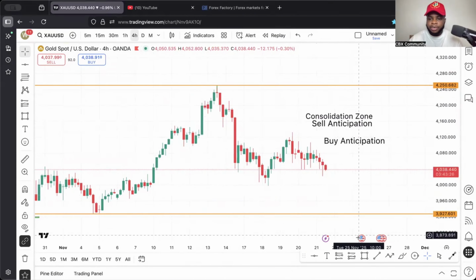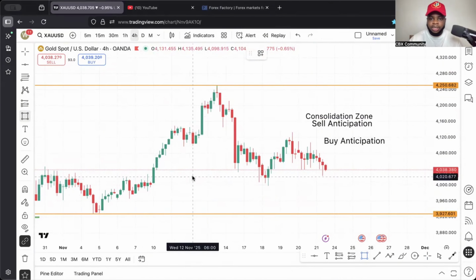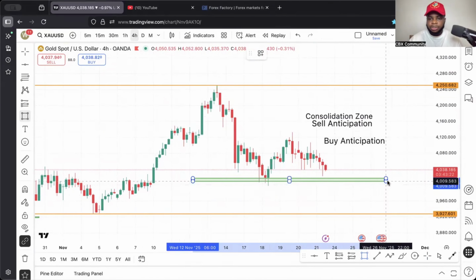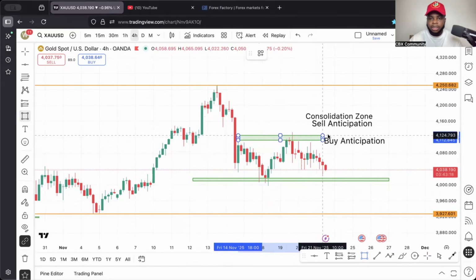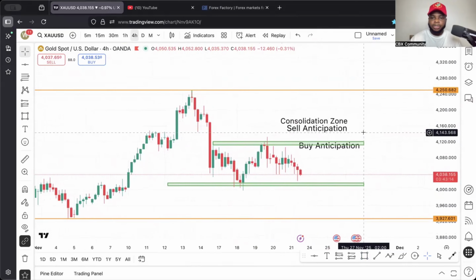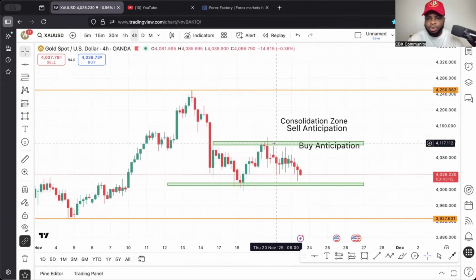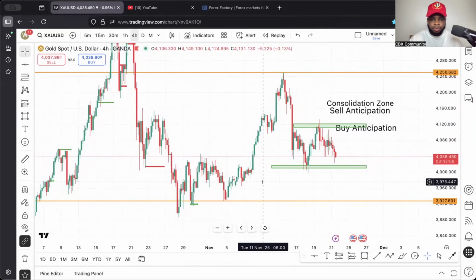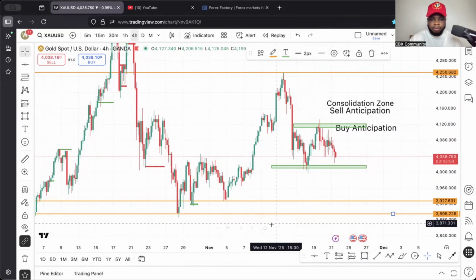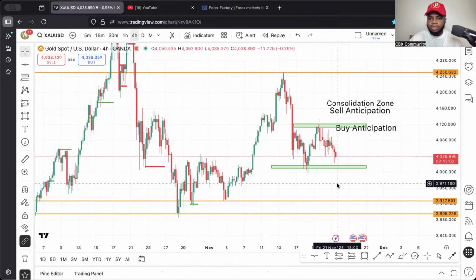So the market structure is just consolidating at this moment. So we have a support zone over here, we have a resistance zone over here. So the market structure is just consolidating and we can't really do anything at this moment until the break of our resistance zone or until the break of our support zone. But I usually identify my support zone and my resistance zone with H1 or 30 minutes.